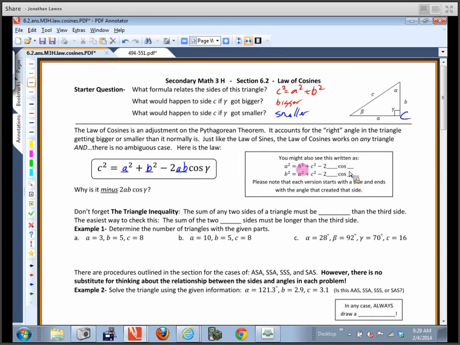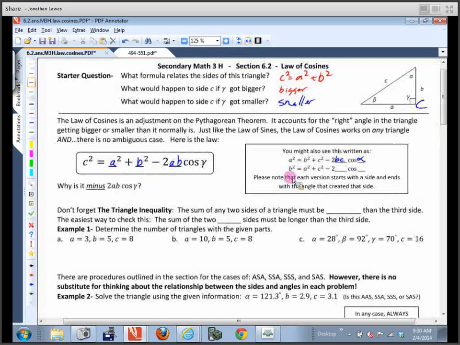So if we look at this right here, we could adjust this just a little bit. What if I wanted to find side A? What if A was across from what used to be a right angle? Well, then it would be b squared plus c squared, and then minus 2bc, and then the cosine of what angle creates side A? Alpha. So again, starts with the side, ends with the angle that created that side, and everything else in between are the other 2 sides. So if we started with side B, what angle would we end with? Angle beta. And everything in between would have to do with the other 2 sides. So this is going to be A and C.